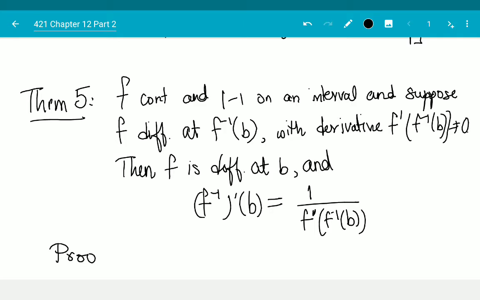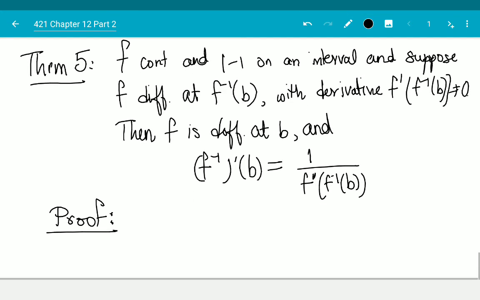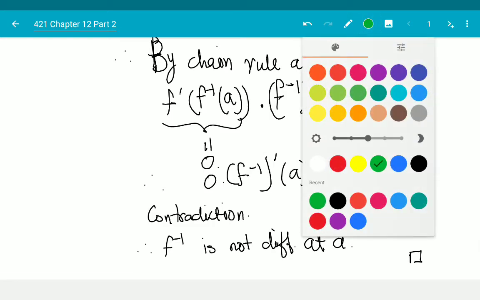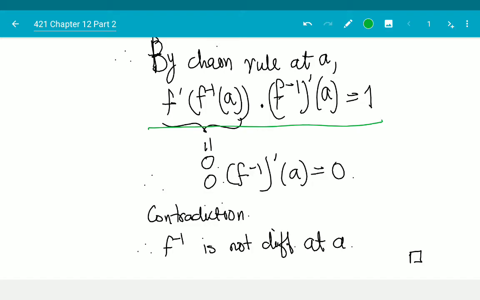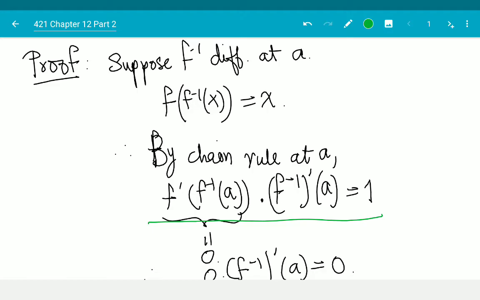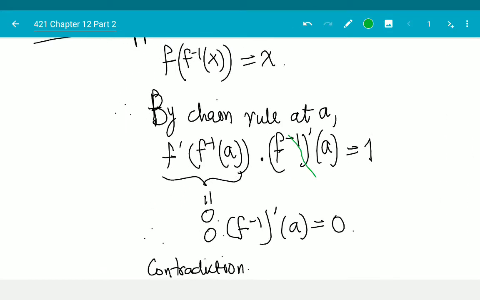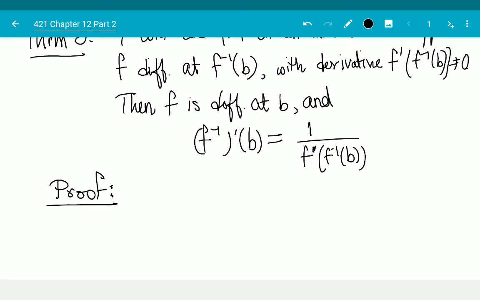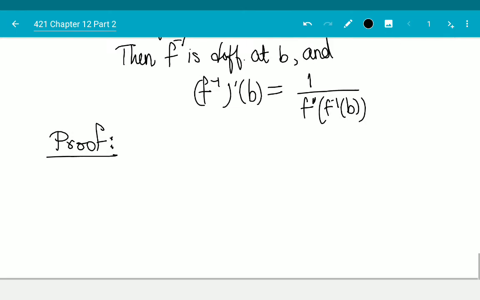Okay, proof. Once again, it's very tempting to say, oh, look at this step right here. Instead of a, if I write b, then it's exactly what I have: f inverse prime at b is equal to 1 over f prime of f inverse of b. And life is great. There's a small problem. Chain rule works only if f inverse is differentiable at, in our case, b. As of now, we have no idea if f inverse is differentiable at b. My theorem says f inverse is differentiable at b, but I need to prove that first. So let us do that.